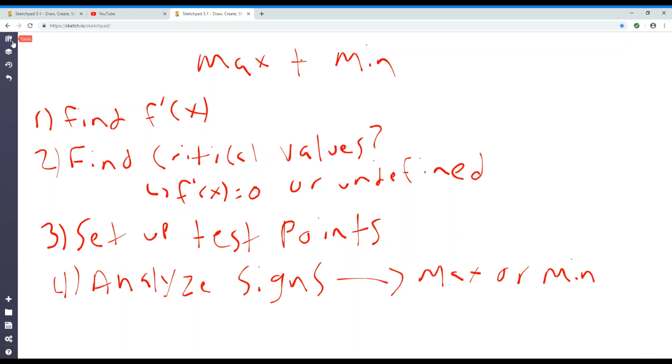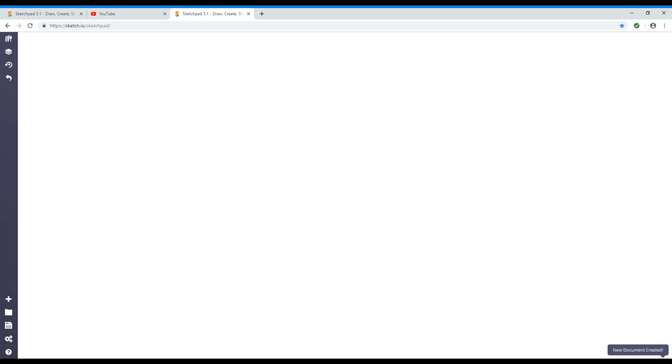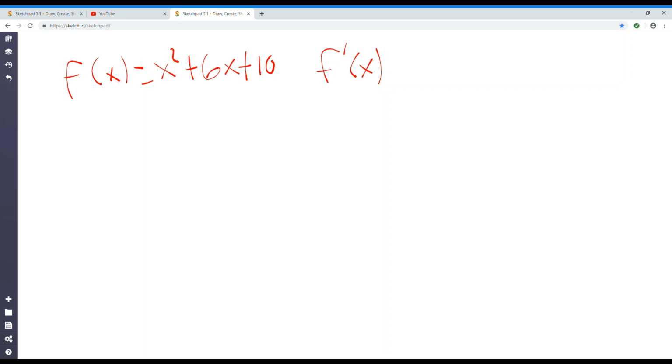Alright, so I have an example that we're going to do. We have f of x equals x squared plus 6x plus 10. And our first step, we need to find f prime of x. So do the derivative through power rule. If you don't know how to do the derivative with power rule, check our power rule video. You get 2x plus 6.